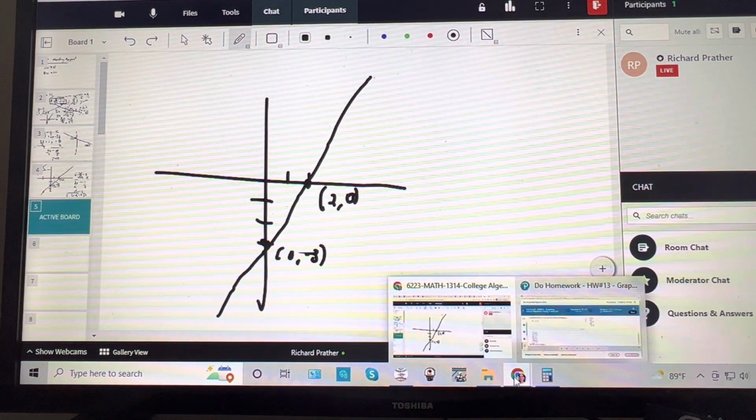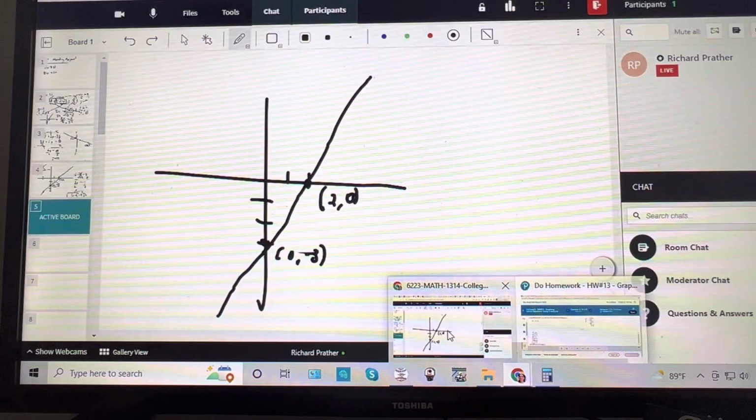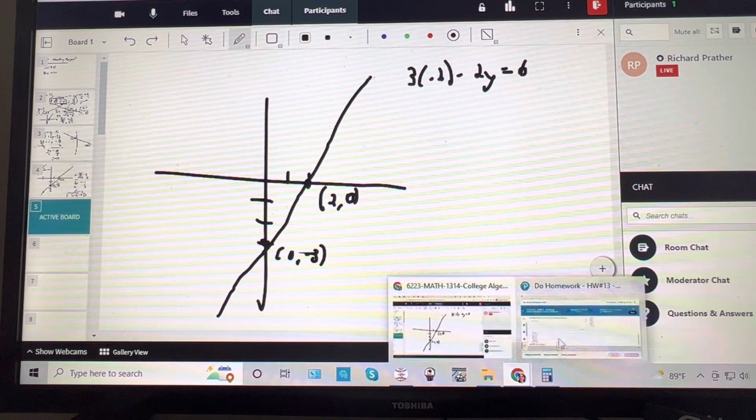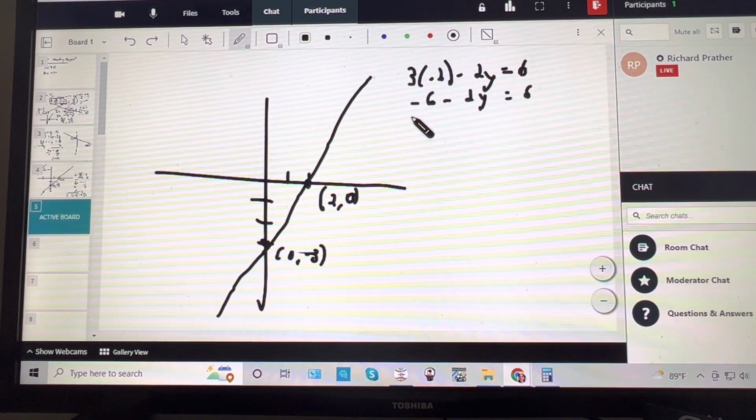And these next two will be double checks. So what if x is -2? Put a -2 right there where that x is. 3 times -2 minus 2y equals 6. You'd have to work that out. So 3 times -2 is -6. Do the opposite of -6 and add 6.